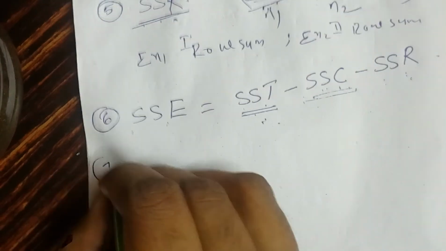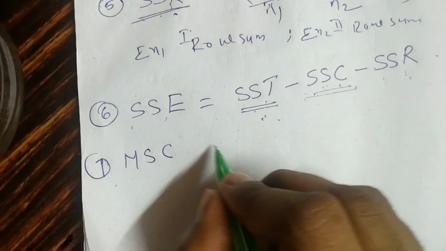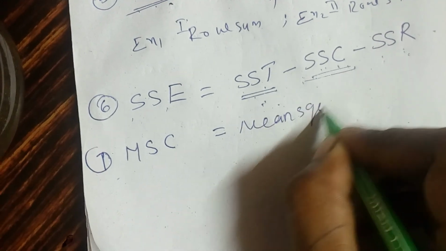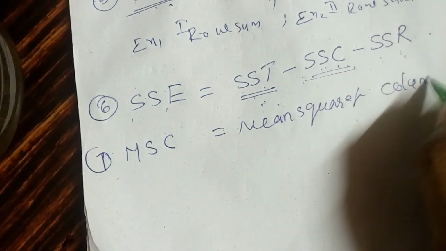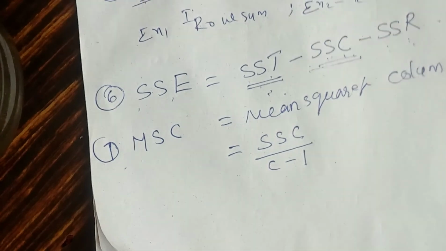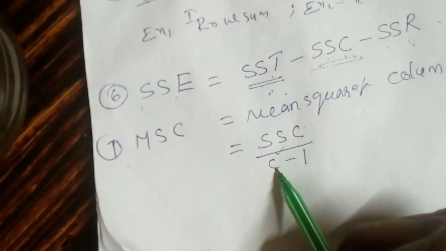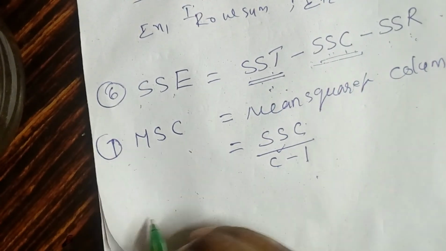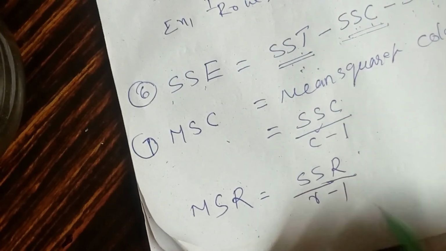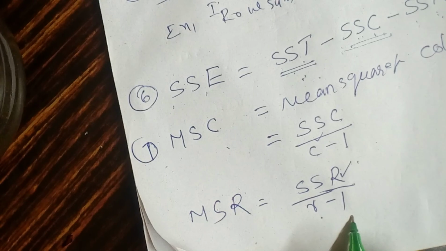Next, the seventh step is to find MSC. MSC is the mean square of columns. MSC equals SSC divided by C minus 1. C is the number of columns. SSC is already found, and C is the number of columns, minus 1. This is the MSC. Next, MSR. MSR is SSR divided by R minus 1. You already found SSR. R is the number of rows, minus 1.